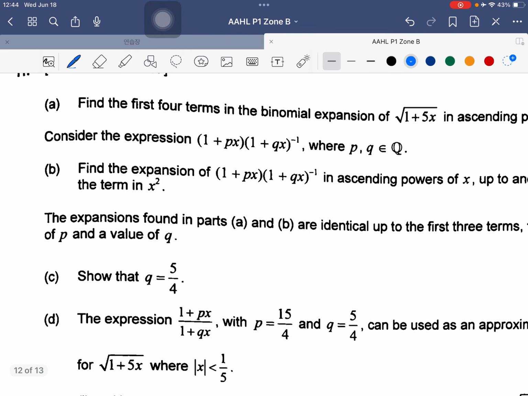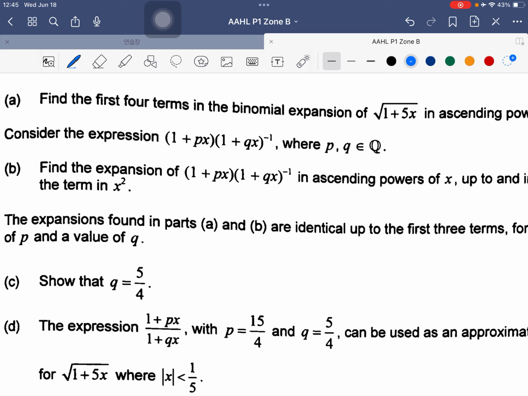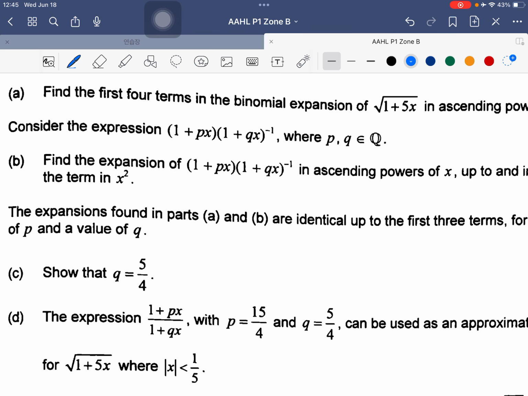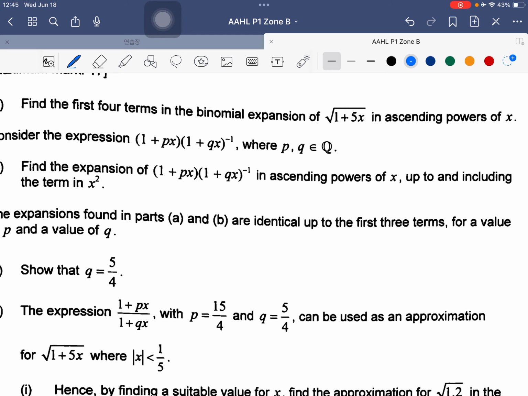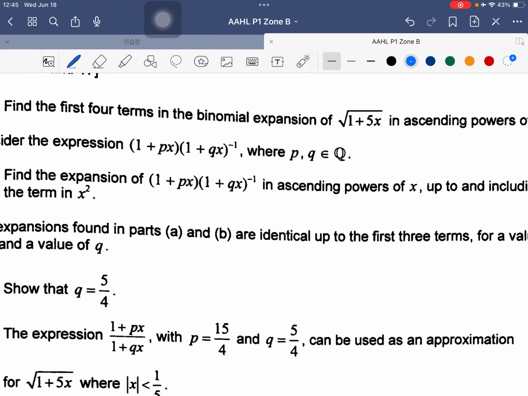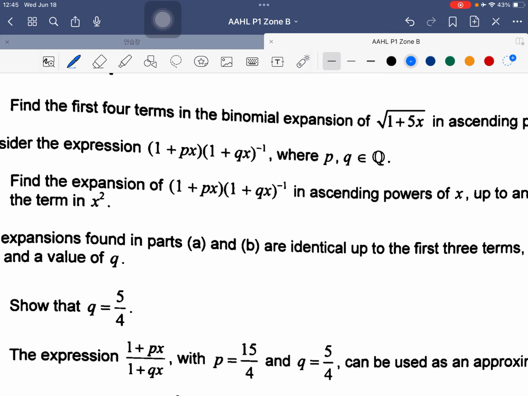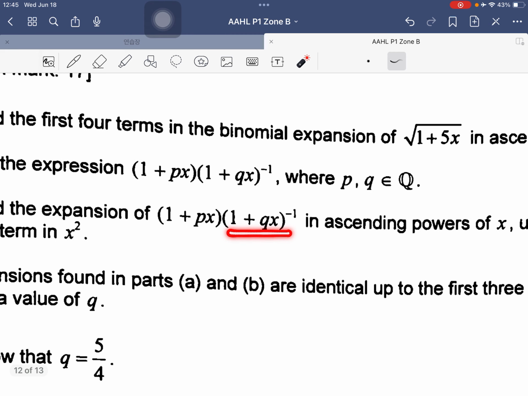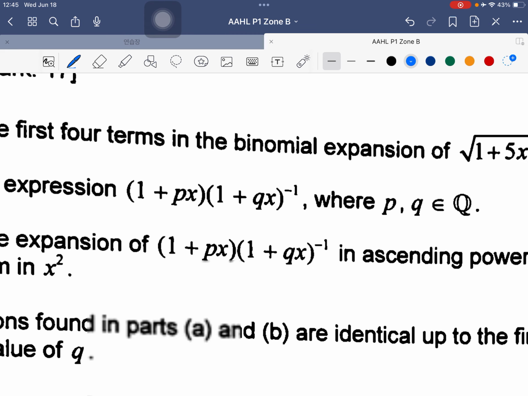Okay, next question. Consider the expression like this, where p and q are rational numbers. Find the expansion of this expression in ascending powers of x, up to and including x squared. So this expression is already simple, and then we have to expand it by binomial expansion.